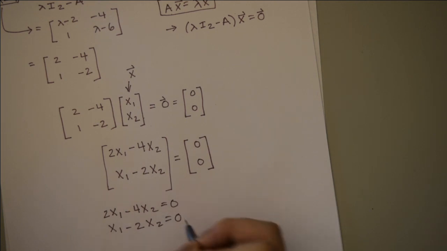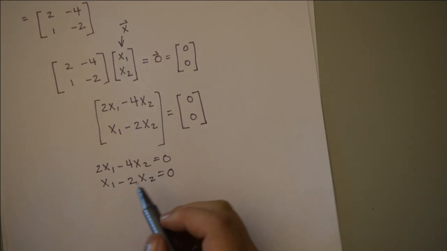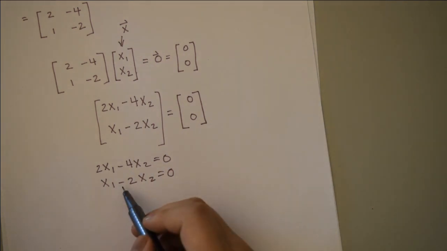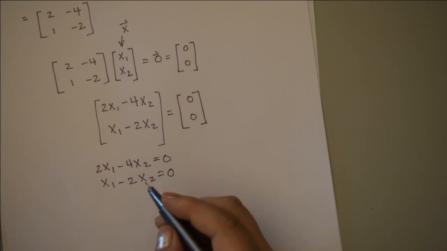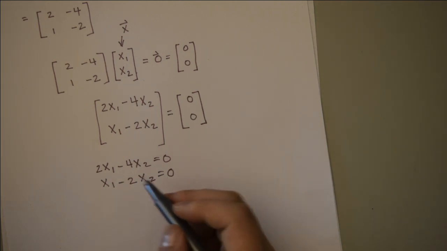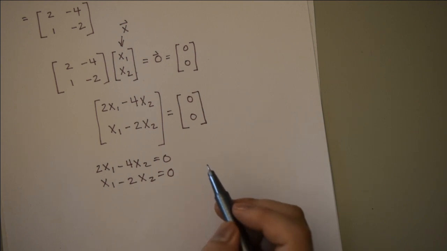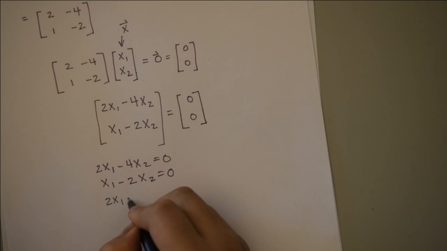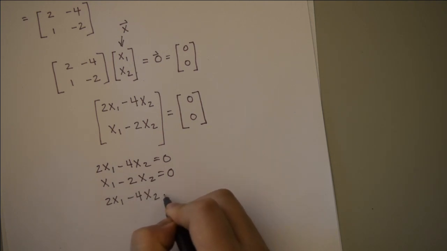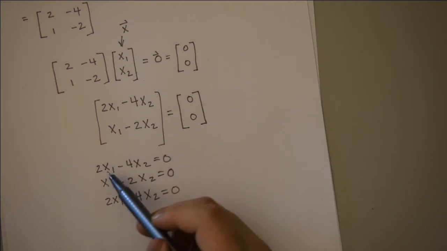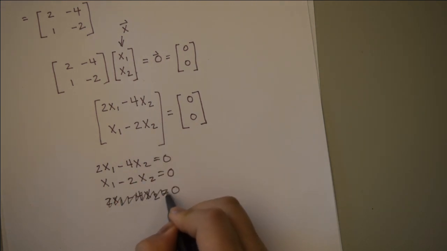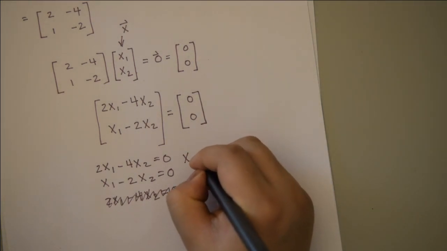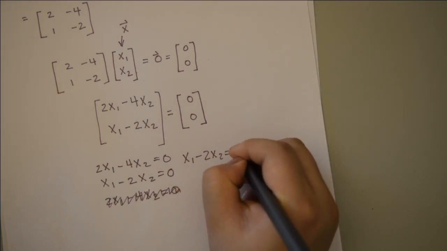2x2 equals 0. Okay, so at this point, this is where I said you could do row reduction if you want to set this and solve this with Gaussian elimination or something like that. But here you could pretty much see that if you multiply the second equation by 2, so 2x1 minus 4x2 equals 0. Or you could have divided the first equation by 2 on both sides, and you'll still get x1 minus 2x2 equals 0.